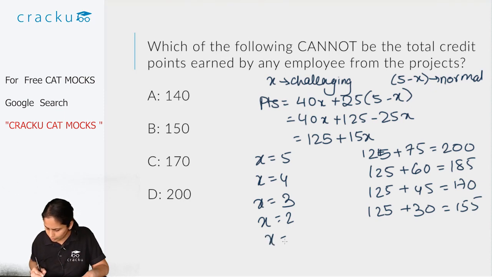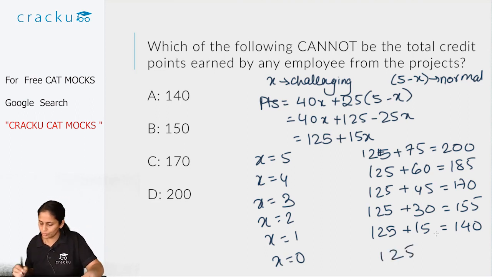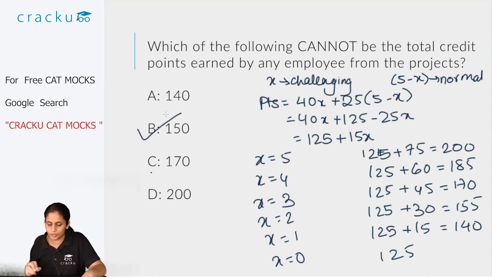And when x is equal to 1, this is 125 plus 15, that is 140, and when x is equal to 0, this is 125 points. So this is the distribution overall. But if we see from the options, 140 is possible, 170 is possible, 200 is possible, but 150 is not possible. Therefore, the right answer is option B.